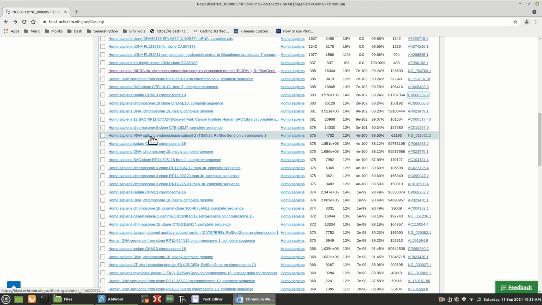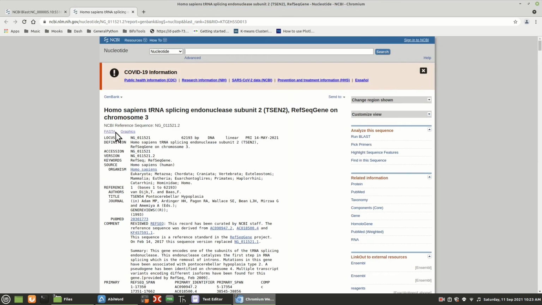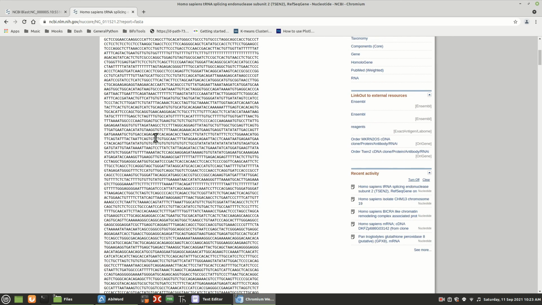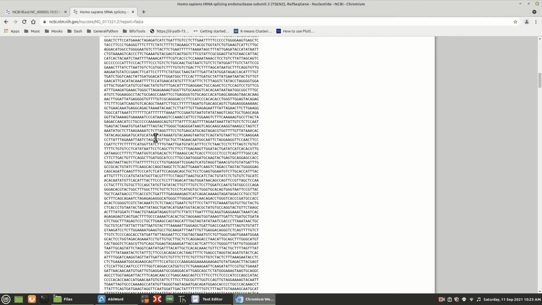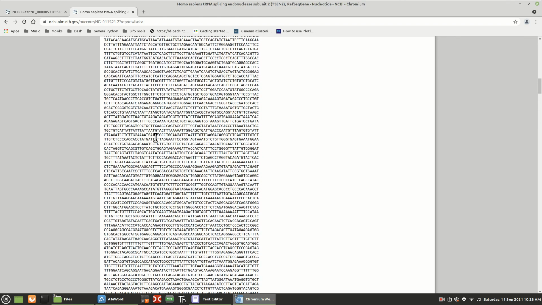Oh, here's a tRNA splicing endonuclease. In other words, this sounds actually very interesting. Let's look at this. All right. It's still a long sequence, but that one sounds interesting enough. I would probably do that one.